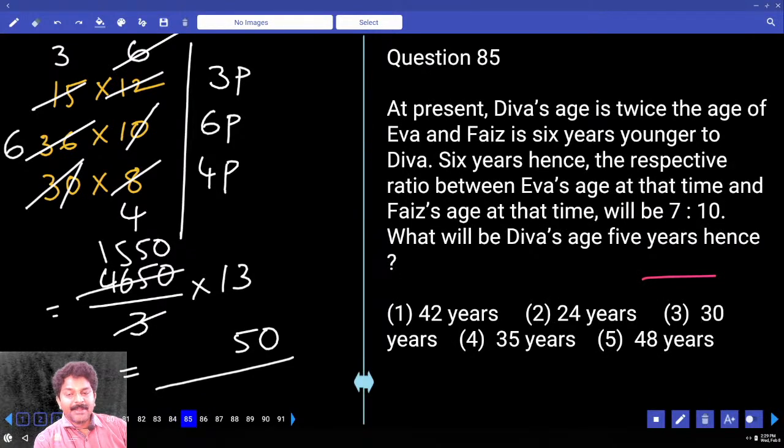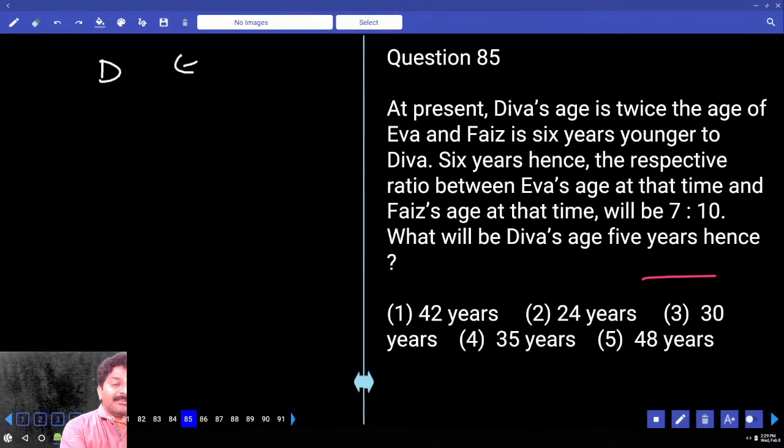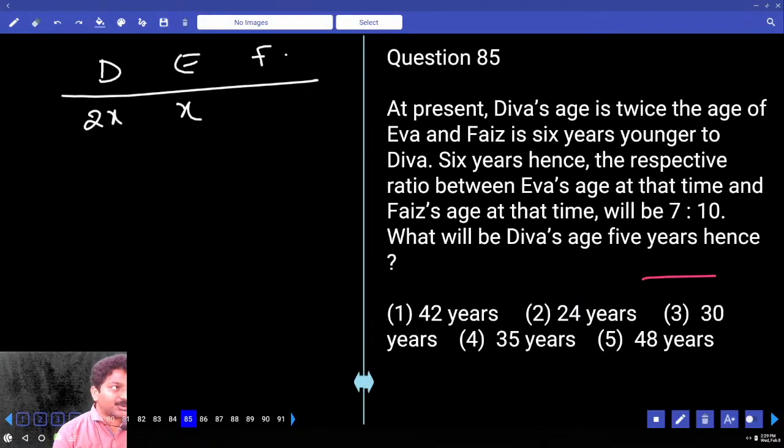Done? At present, Diva's age is twice the age of Eva and Faiz is 6 years younger to Diva. Present ages of Diva, Eva and then Faiz. If Eva's present age is x, Diva's age becomes 2x. Faiz's age is 6 years younger to Diva, that becomes 2x minus 6. 6 years hence the respective ratio between Eva's age at that time and Faiz's age at that time will be 7:10. What will be Diva's age 5 years hence?